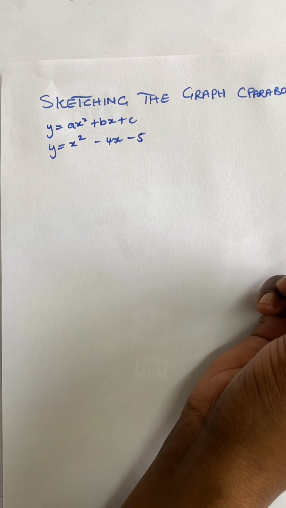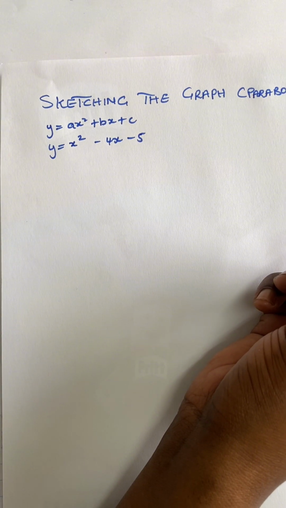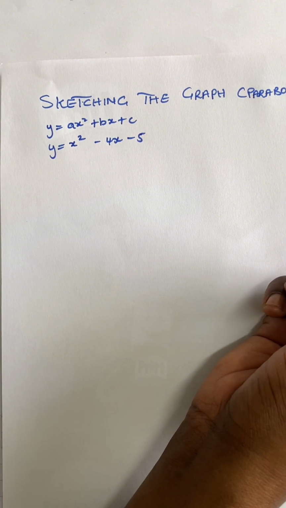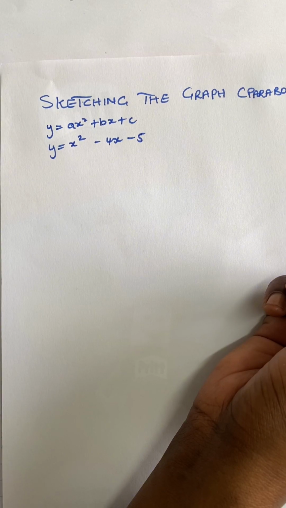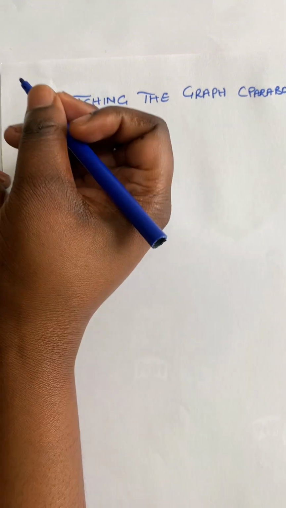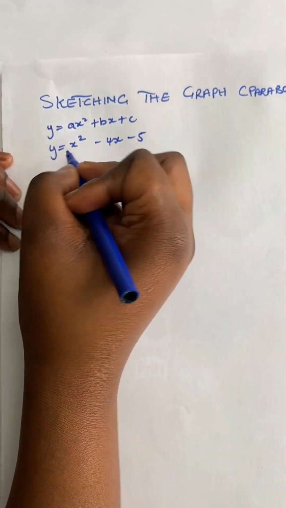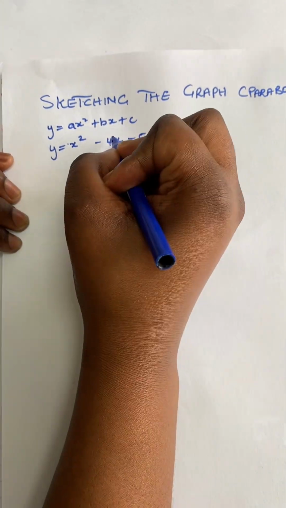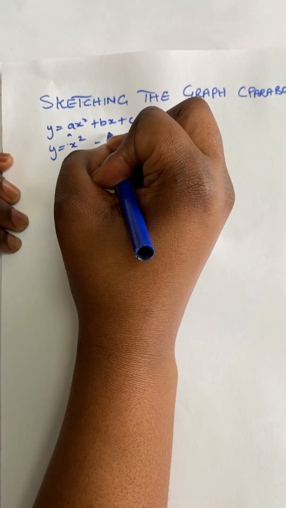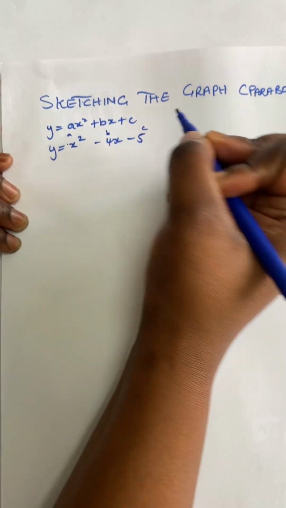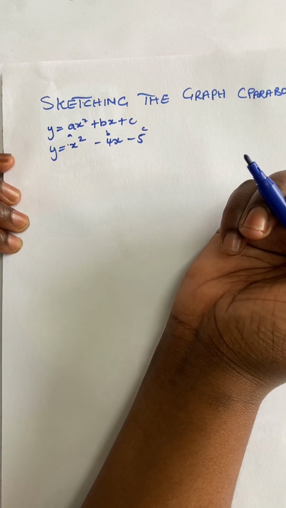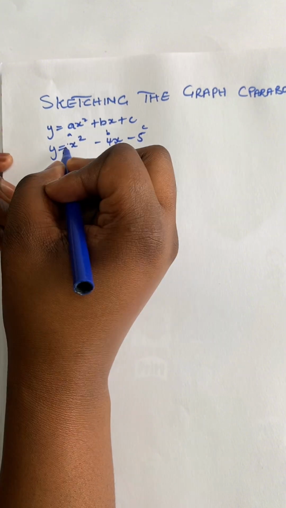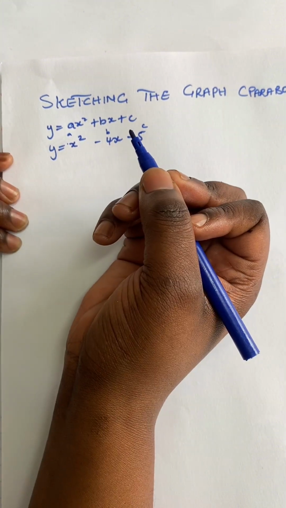Actually, it's very important for you to do that, so that even if you don't sketch the correct graph, they will mark the workings. All right, so now you see that this represents your a, this represents your b, and this represents your c. You see now that a is positive.